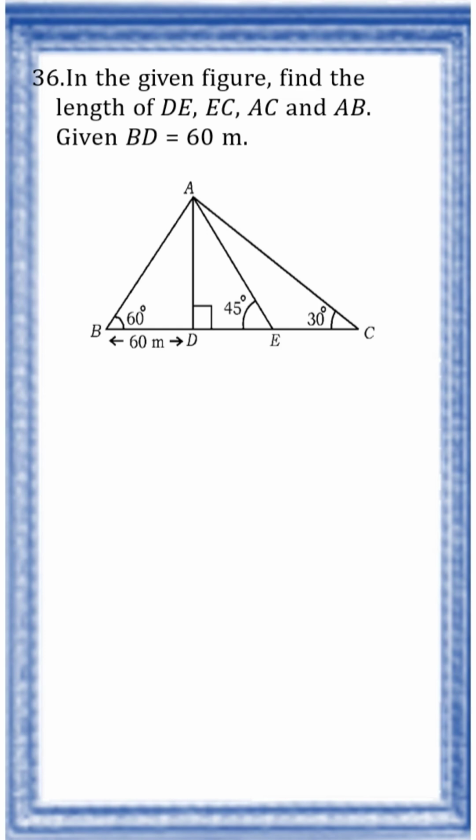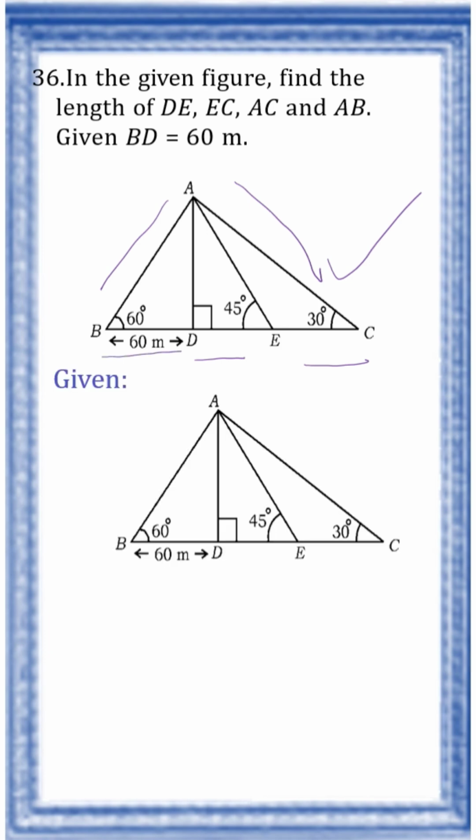Now let us solve the 36th question. The figure has been given. We have to see it very carefully. Find the length of DE, EC, AC and AB. Given BD is equal to 60 meter. What has been given? The figure is also given. BD is 60 meter. To find out DE, EC, AC, AB.